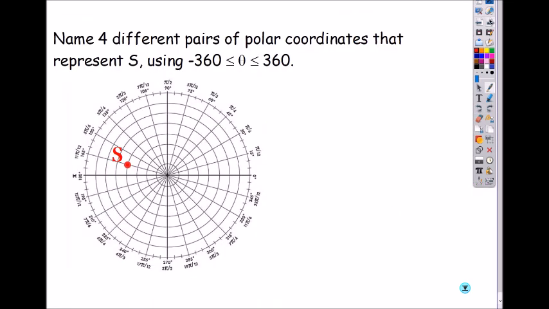Go ahead and try this. Name 4 different pairs of polar coordinates that represent S, using degrees now. So first just start with all positive. My radius is 1, 2, 3, 4. So that's 2 comma. And what's that angle? A positive angle going from the polar axis counterclockwise, that is 165 degrees.